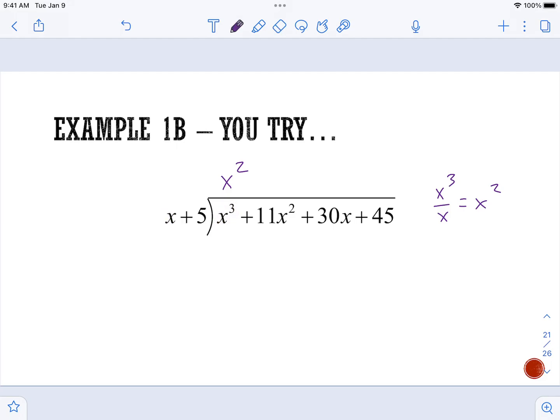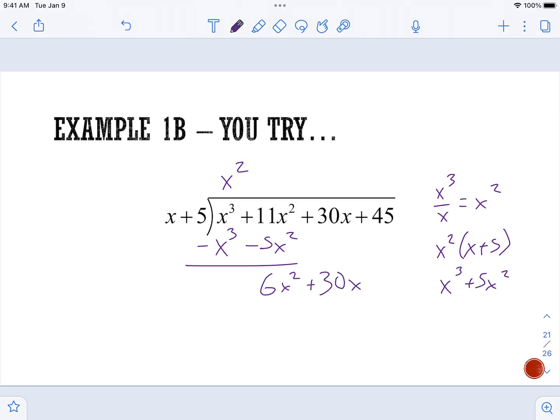All right, now I'm going to take that x squared and multiply it by x plus 5, and that gives me x cubed plus 5x squared. I'm going to change the signs because I'm subtracting it. The x cubeds cancel out and I get 6x squared, and I can bring down the next term, plus 30x. All right, I'm going to repeat that process.